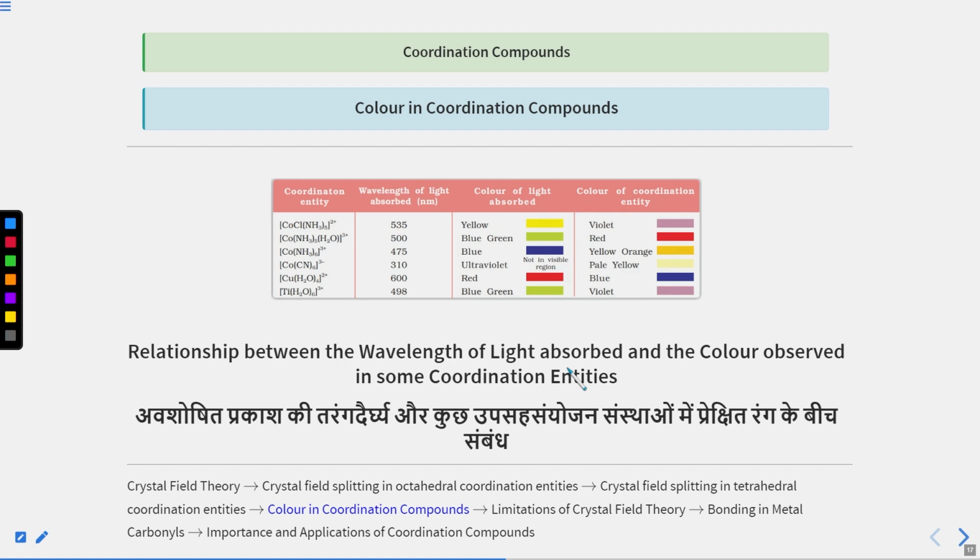So this is the thing. If yellow is absorbed, violet will be released. If blue-green is absorbed, red will be released. If blue is absorbed, orange-yellow will be seen. This is very important: the one that is absorbed, the complementary of that is released.